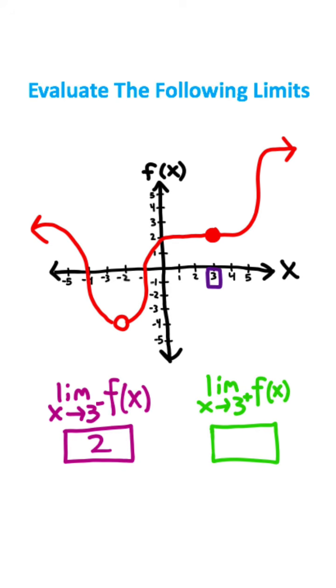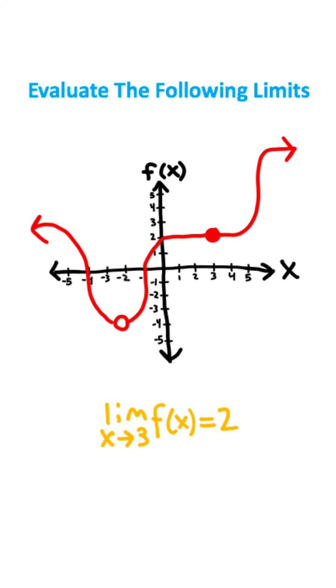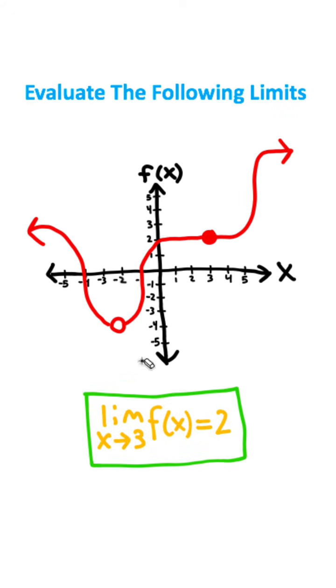Now notice with this other limit, we have a plus sign. And as you could probably guess, this means we just approach it from the right side. If we approach 3 from the right side, notice we also end up at 2. And notice here, our two limits agree. Since if we approach it from both sides, we get 2 for our output both times, what that means is our limit as x approaches 3 is 2. And that is the answer for the limit of our function as x approaches 3.